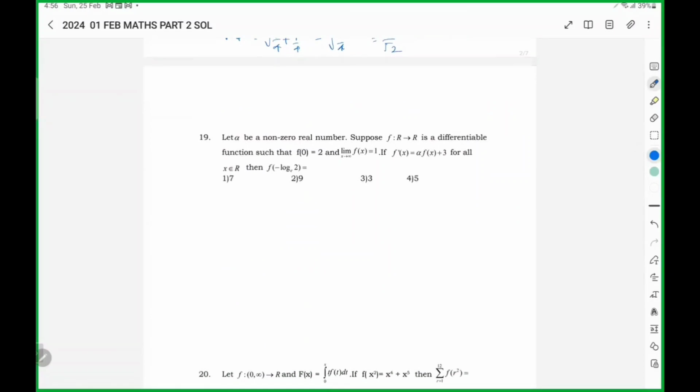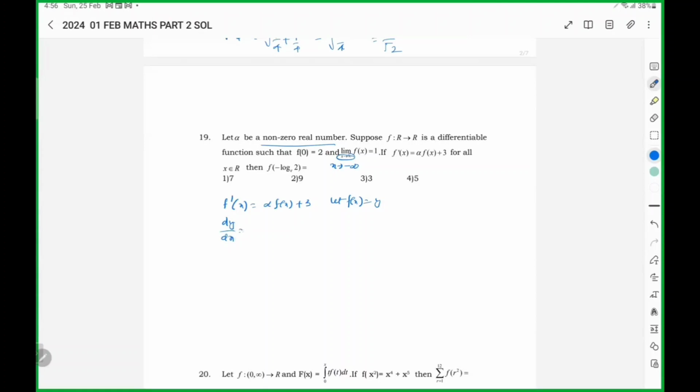Here alpha be a non-zero real number, f map from R to R, differentiable such that f of 0 is 2. Here in the question it should be x extends to minus infinity. f dash x is alpha f of x plus 3. So let f of x be y.